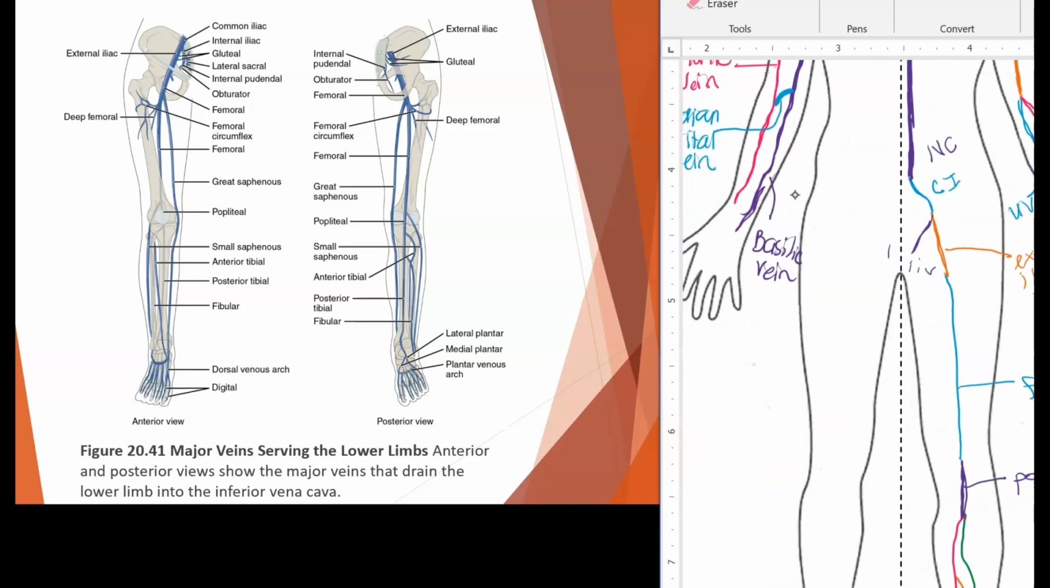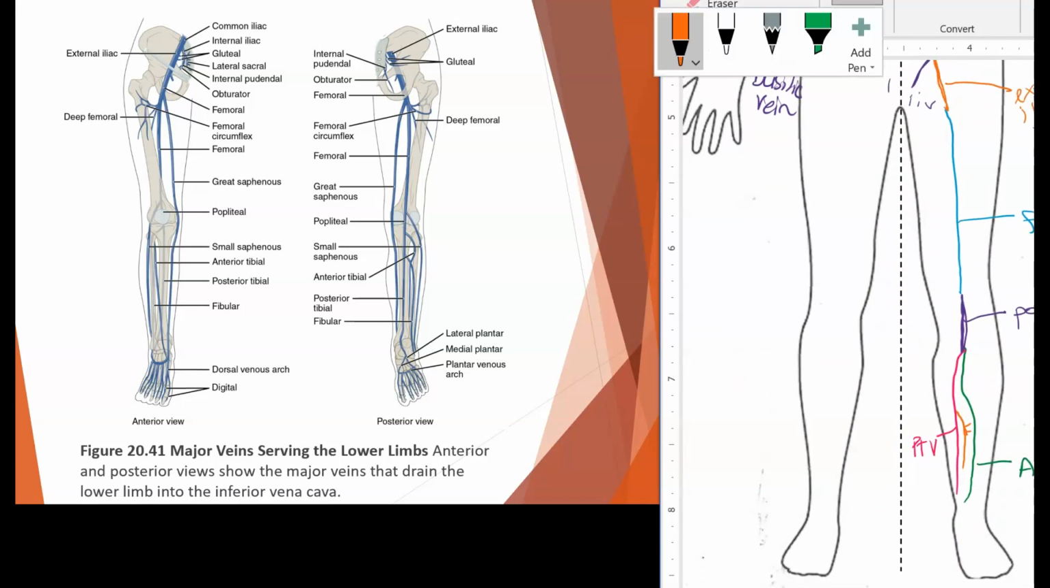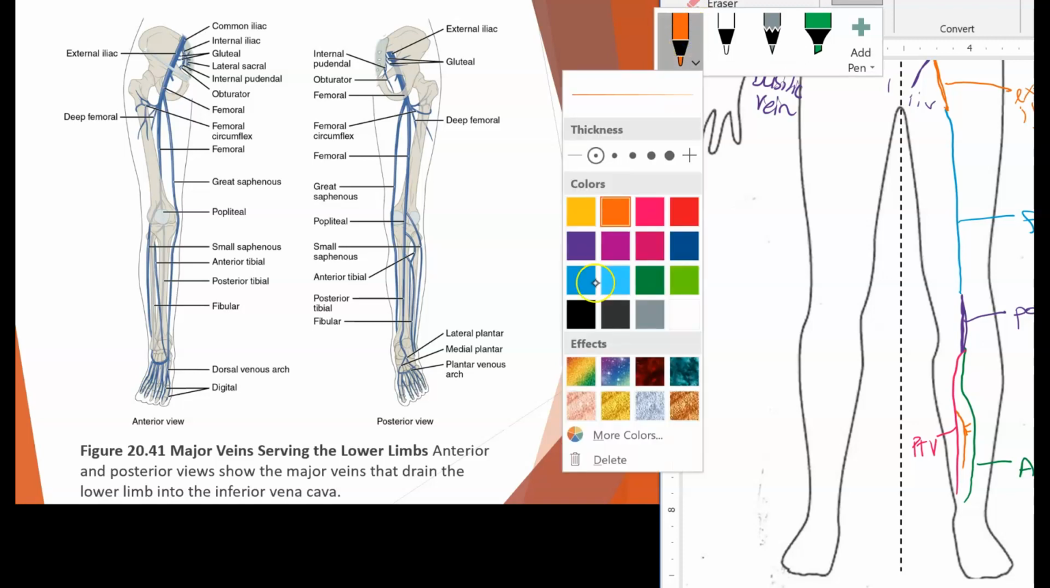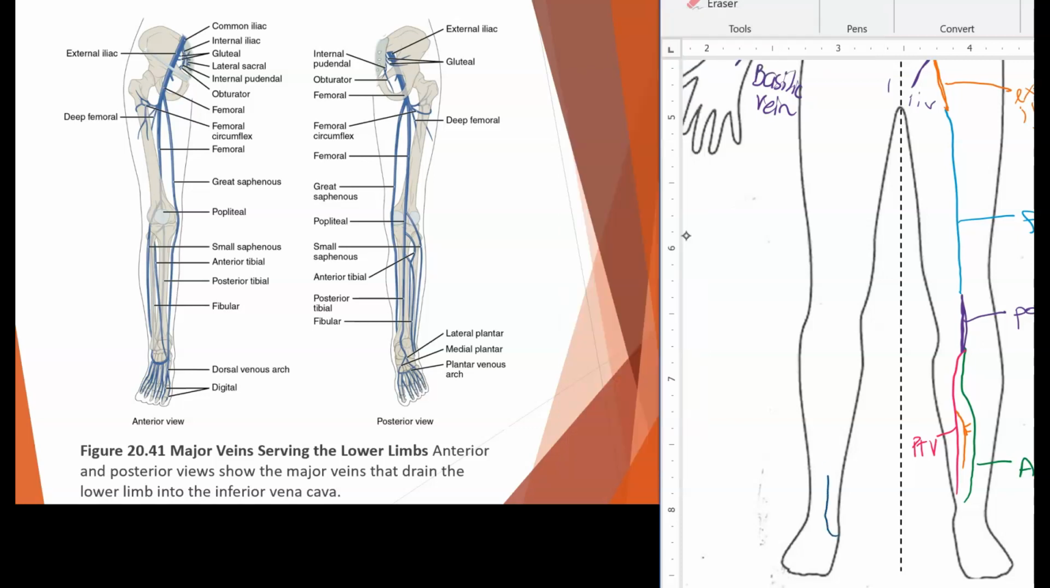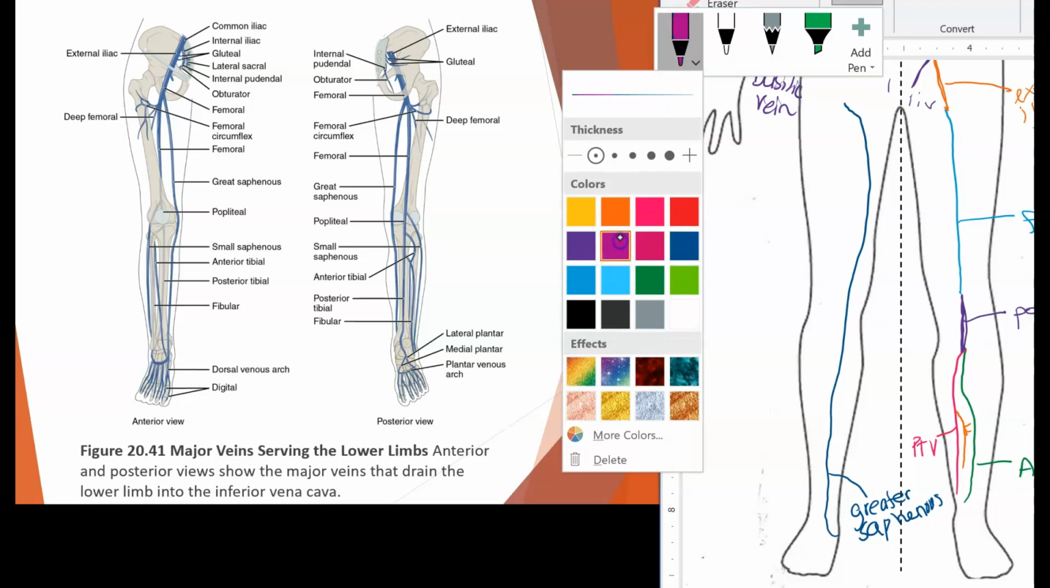Now let's do the superficial side. And there's only two veins to really know on our superficial side of the leg. We are going to have our longest vein in our body, which is our greater saphenous vein. Saphenous. And sometimes they call this the large saphenous vein. I don't know which one they used in this figure. Yeah, the great saphenous vein is what they call it. But you can use any one as long as you recognize it.